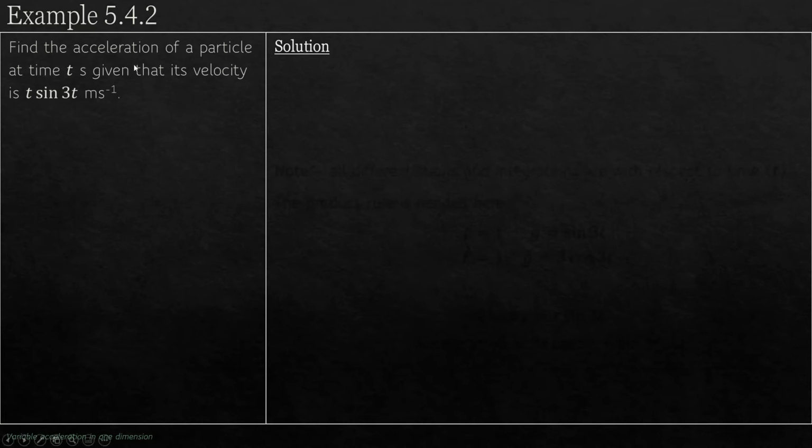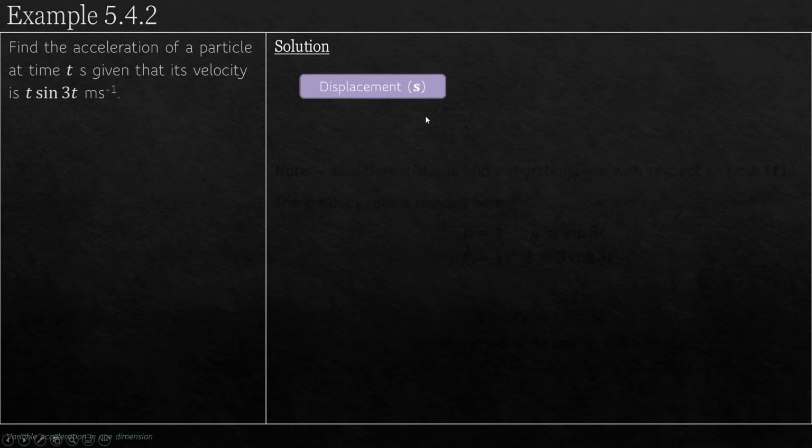Find the acceleration of a particle at time 2 seconds, given that its velocity is t sine 3t meters per second. We're given velocity, we need to find acceleration. It depends on t. T is the variable here, so there's going to be calculus involved.